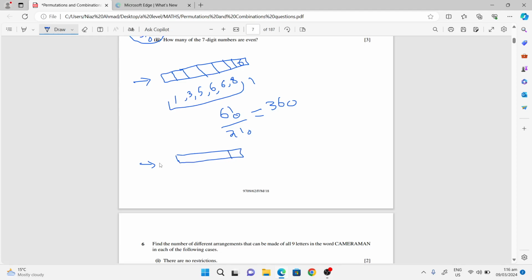If I place my number 8 over here, then 6, 6, 6, 5, 3 and 1. So this would be my selections. So it is again arranged 6 factorial over 3 factorial into 1. That would be 120.